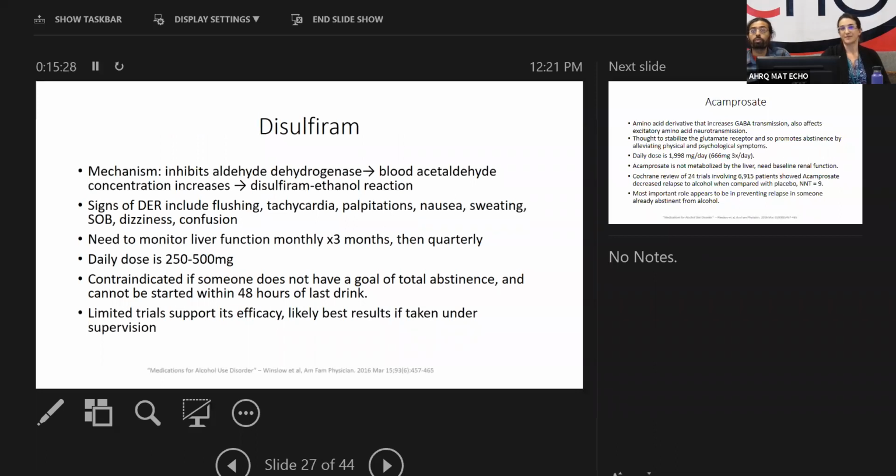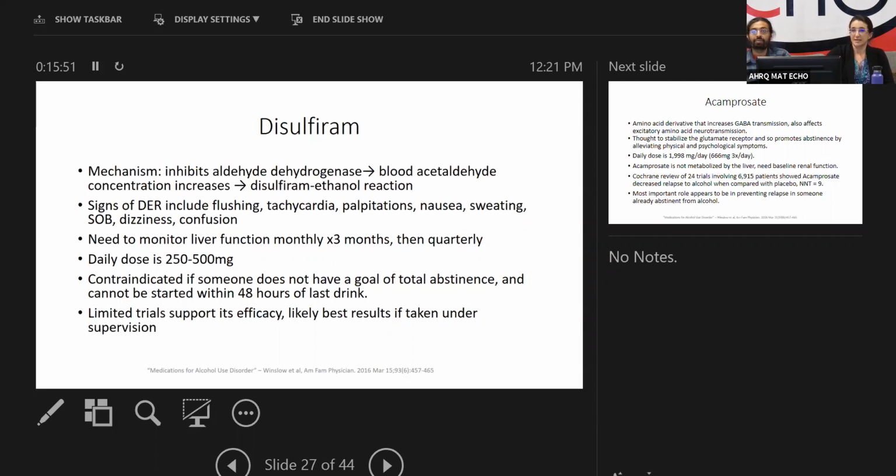But we'll start with that. So disulfiram works by inhibiting aldehyde dehydrogenase and creates this disulfiram-ethanol reaction, which is very uncomfortable for people. The signs of this include flushing, fast heart rate or palpitations, nausea, sweating, shortness of breath, confusion.